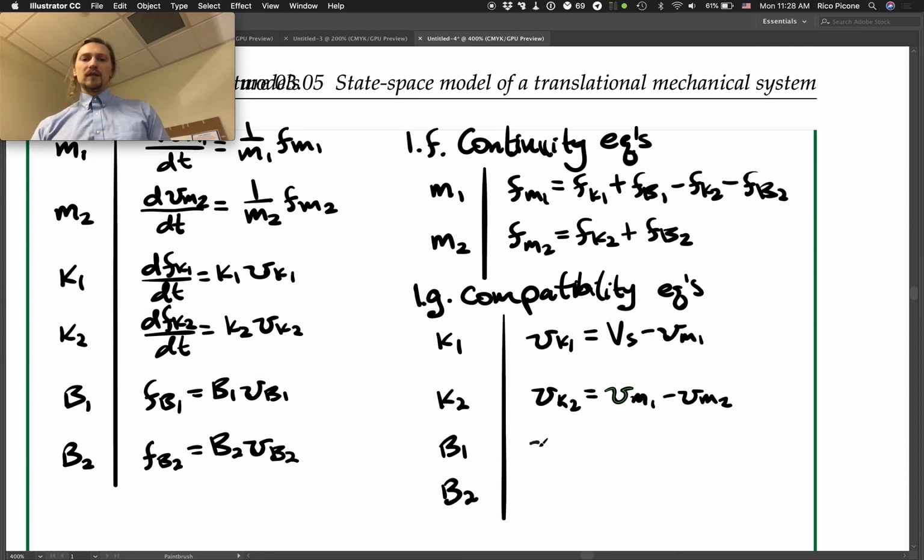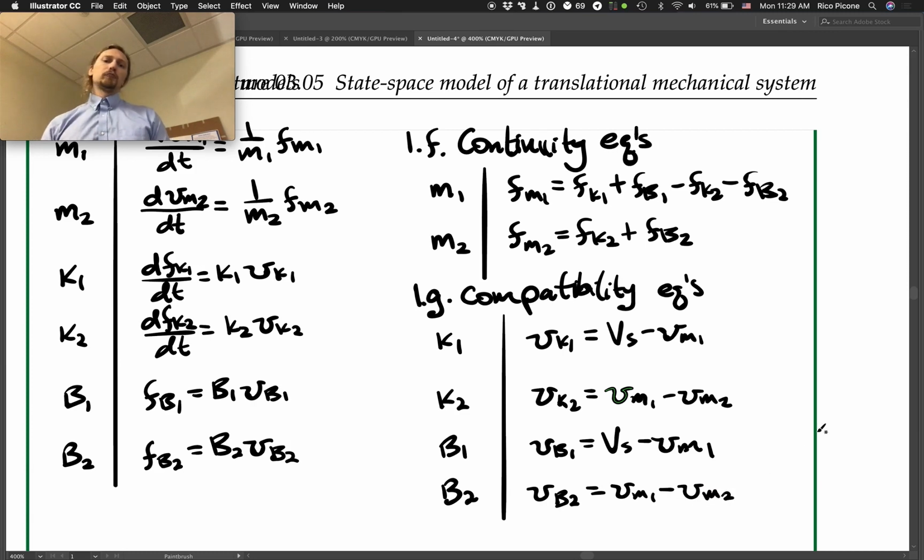So VB1 is equal to VS minus VM1. And VB2 is just equal to VM1 minus VM2, which is to say it's the same as VK2.